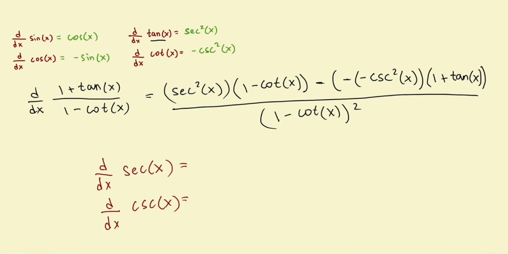Last two rules would be finding derivatives for secant x and cosecant x. Derivative of secant x will be secant x times tangent x. And derivative of cosecant is negative cosecant x times cotangent x. Now we'll do some examples.